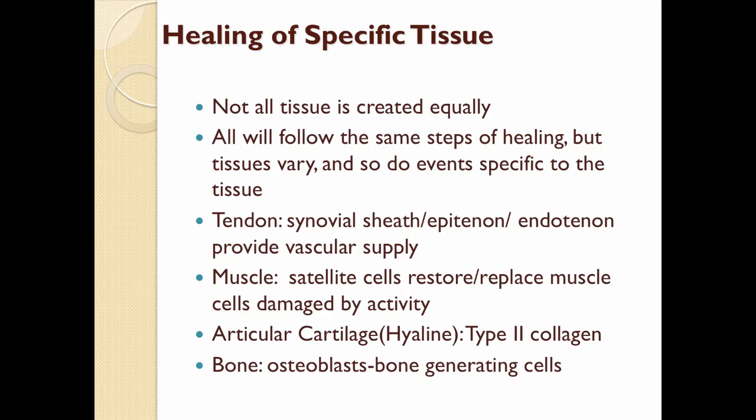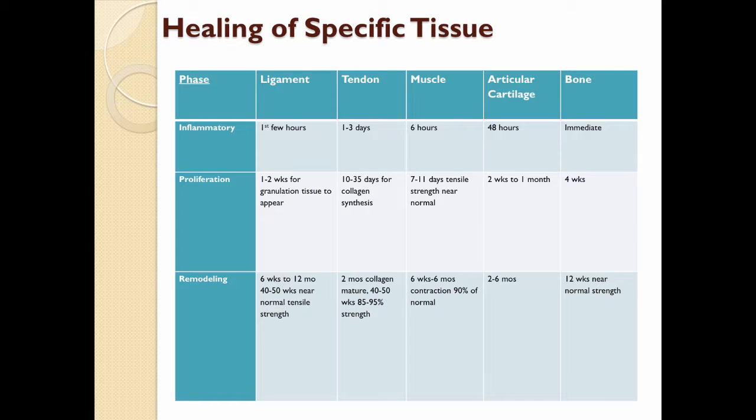And then we have bone. And bone is marked by having osteoblasts, which are bone generating cells that are specific to bone and not other tissues. So we look at these four different, I guess we got five there. We got ligament, tendon, muscle, articular cartilage, and we have bone.